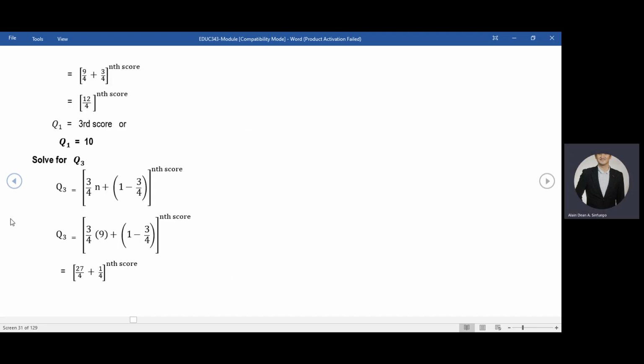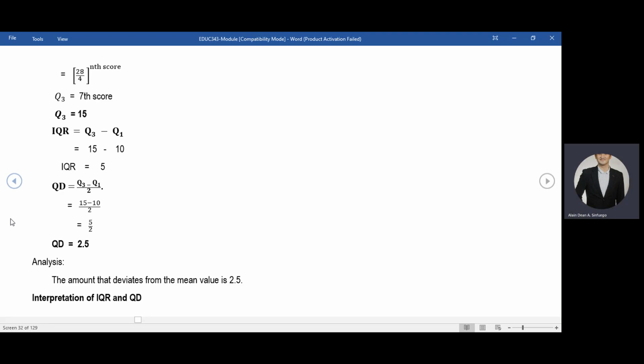Now for the third quartile, you have 3 over 4 times n plus 1 minus 3 over 4. That is 27 over 4 plus 1/4. That is 28 over 4, or the seventh score. Based on the data set of values arranged from lowest to highest, the seventh score is 15.